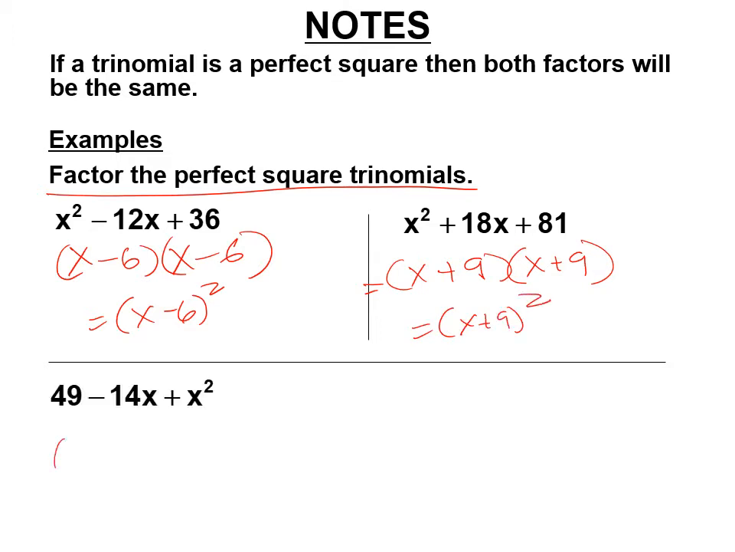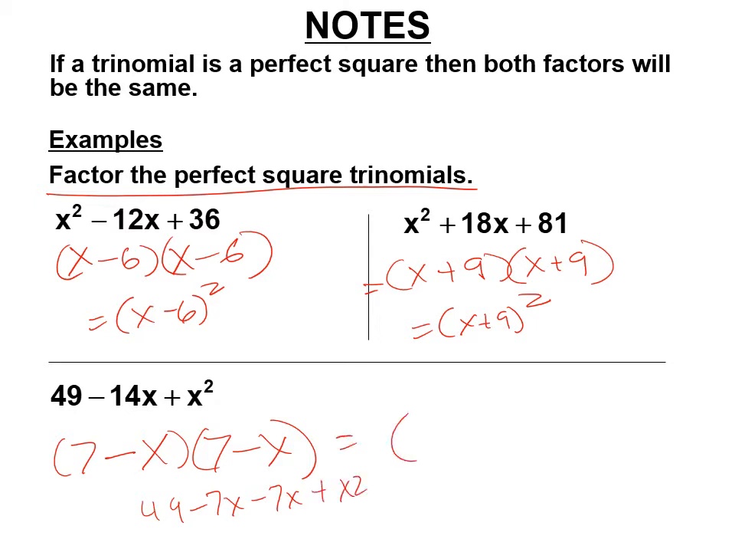All right, here's a backwards one. Let's double check this one. These are both minus, I believe, right? Because when you do that, you get 49 minus 7x plus x squared. So this is 7 minus x, the whole thing squared.